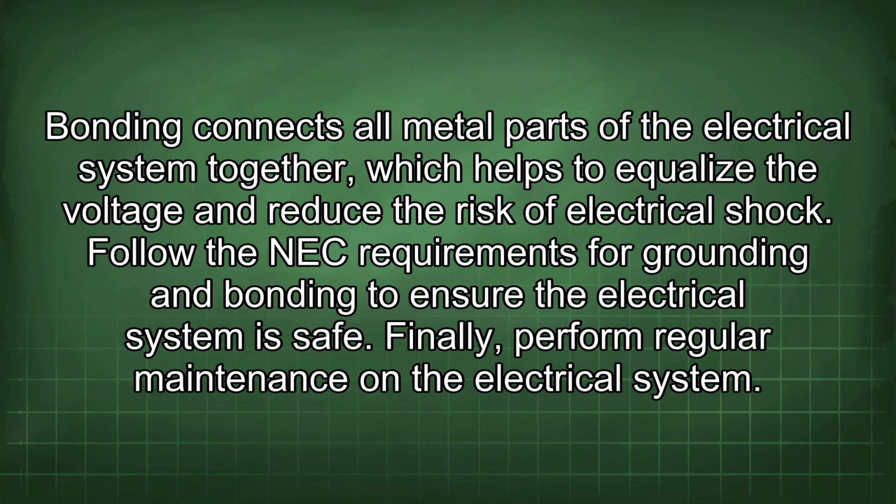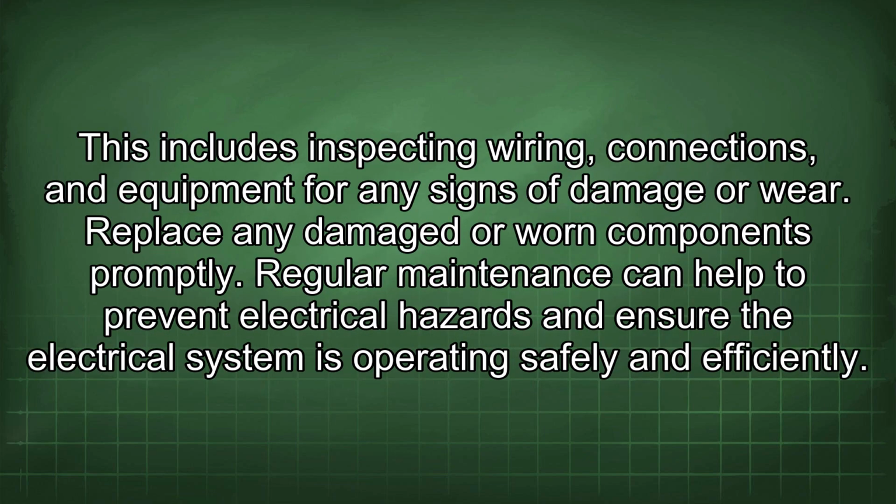Finally, perform regular maintenance on the electrical system. This includes inspecting wiring, connections, and equipment for any signs of damage or wear. Replace any damaged or worn components promptly. Regular maintenance can help to prevent electrical hazards and ensure the electrical system is operating safely and efficiently.